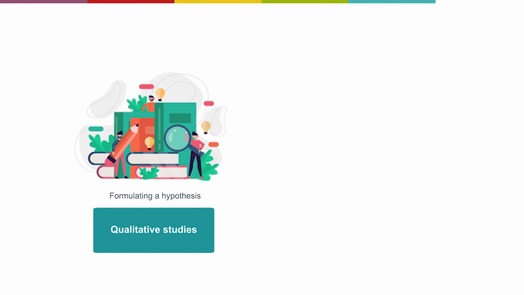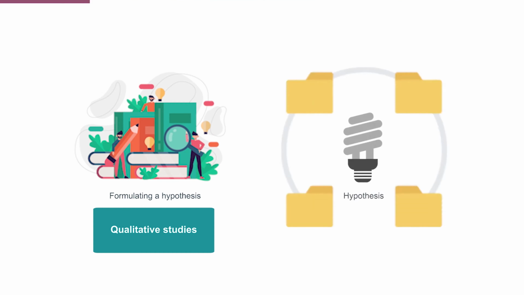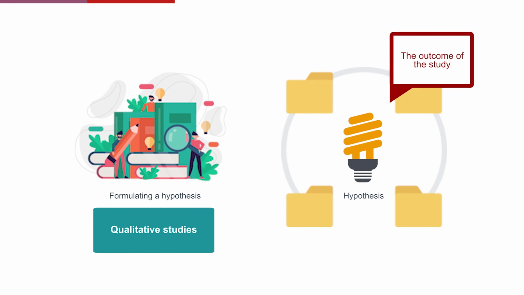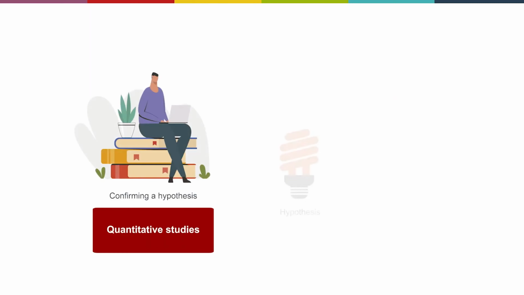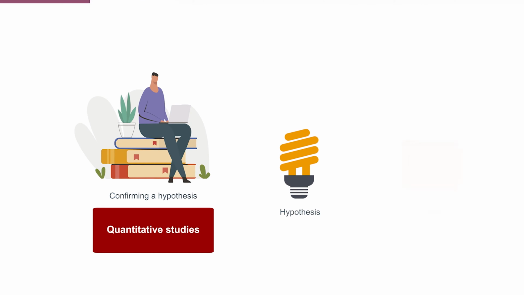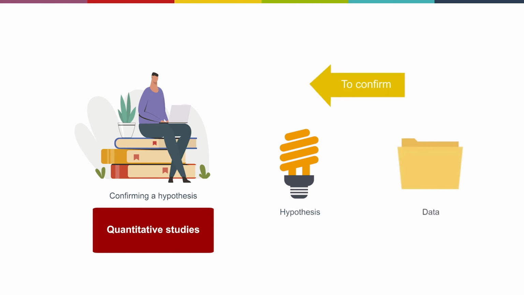Qualitative studies usually begin without a hypothesis. As the study proceeds, more data is collected, and gradually you formulate your own hypotheses. That means the hypotheses are the outcome of your studies. However, quantitative studies usually begin with a hypothesis. Then the data is collected, and then you try to use the data to confirm your hypothesis.